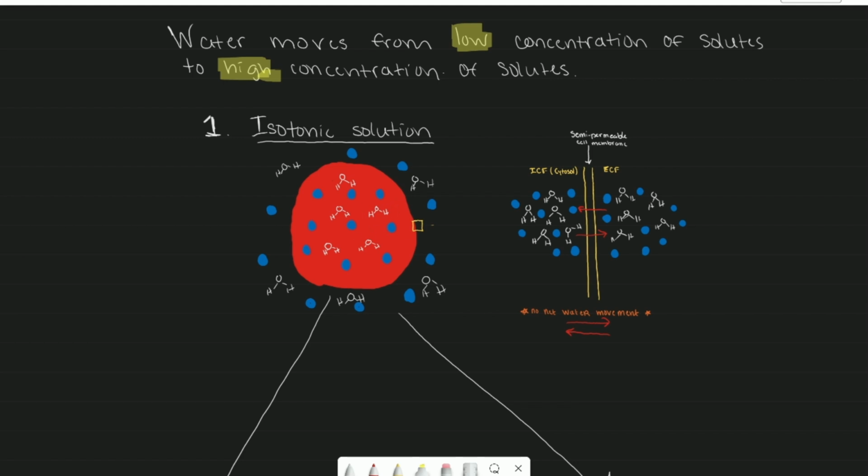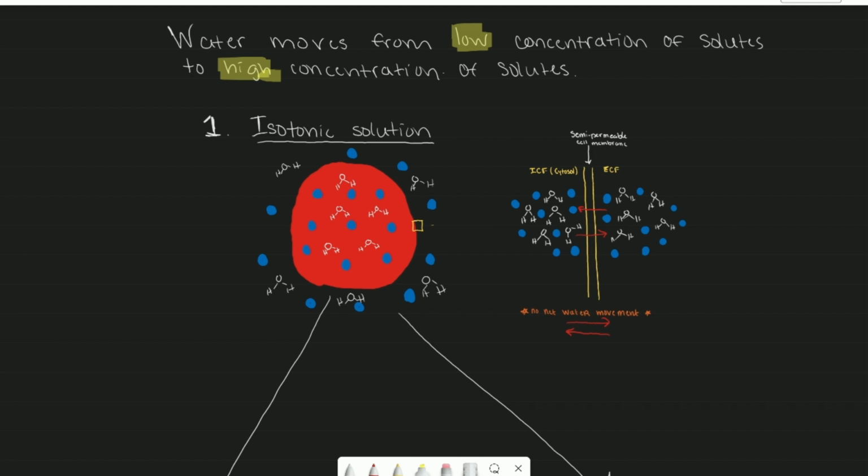And if you actually just count these molecules, in here you got one, two, three, four, five, and then on the outside, in this extracellular fluid outside of the cell, you have one, two, three, four, five. And if you count the solutes, you got one, two, three, four, five, six, seven, eight, nine. So you got nine solutes inside and then nine solutes on the outside. So this is what a normal red blood cell would look like, or a normal cell in an isotonic solution.